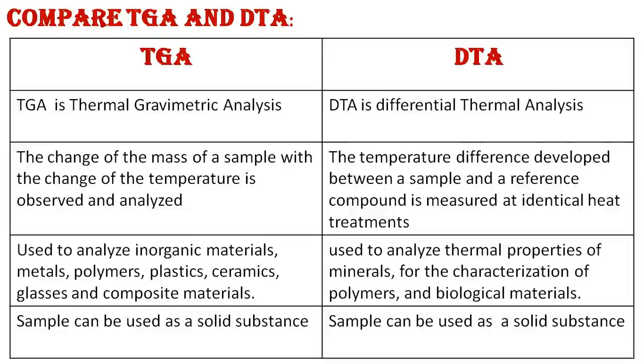At identical heat treatments, they are used to analyze inorganic materials, metals, polymers, plastics, ceramics, glasses, and composite materials. Used to analyze thermal properties of minerals, and for the characterization of polymers and biological materials. In TGA, samples can be used as a solid substance, and in DTA samples can be used as a solid substance also.